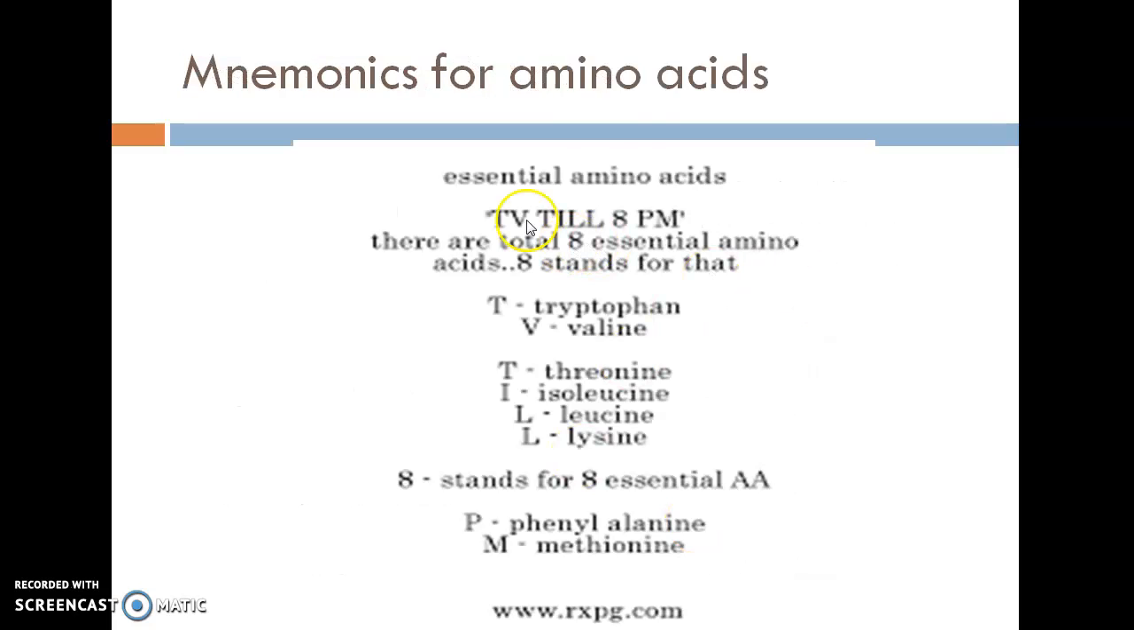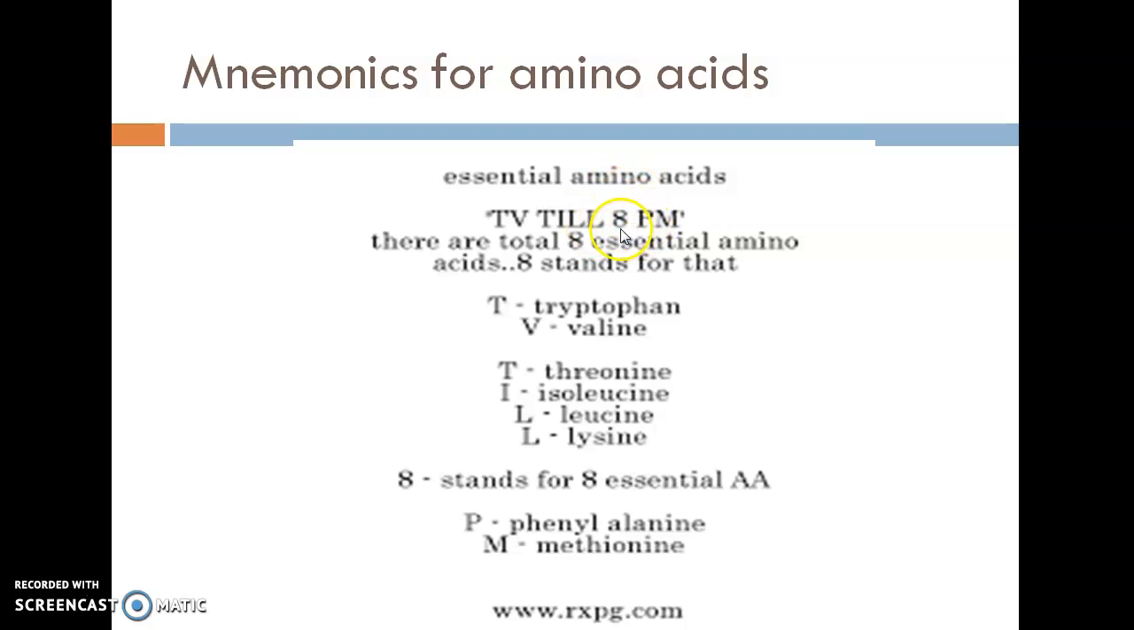Another one for learning essential amino acids is TV till 8 p.m. There are a total of 8 essential amino acids, and 2 of them we had already seen are semi-essential. So for this we can say TV. TV means tryptophan, valine. T, threonine, isoleucine, leucine, lysine.